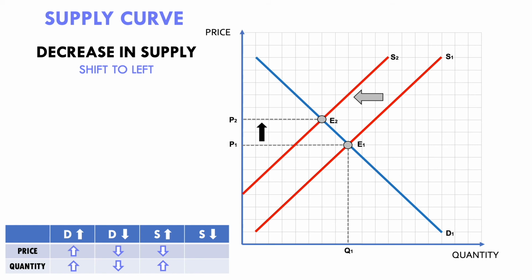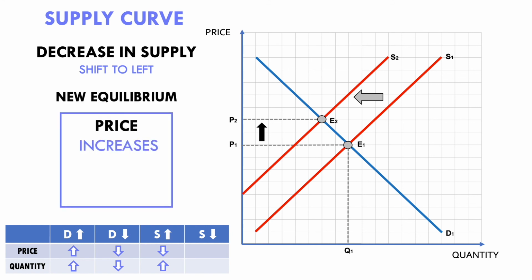There's now less of those avocados available, and because of that, there's more competition between demanders in order to get it. And what that does is it drives the price up. If we had kept the price at P1, there'd be a shortage of avocados. And so what we end up seeing is that the price naturally moves to this new equilibrium, and we have a new, higher price. And so at our new equilibrium, as there's a decrease in supply, it drives the price up.